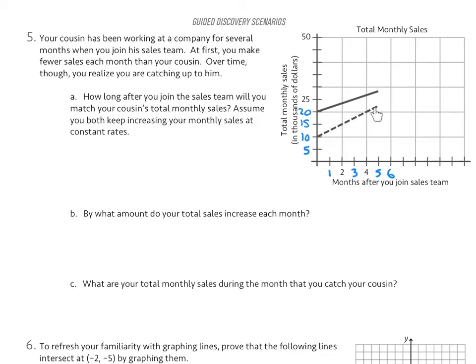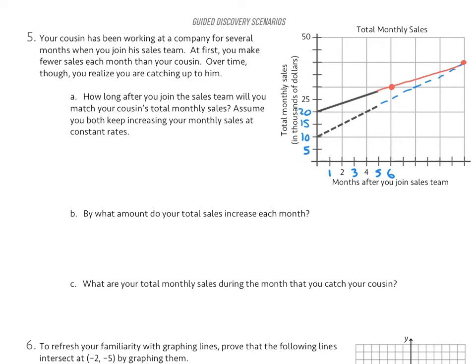So let's continue these lines to see how long it will take for you to match or to catch up to your cousin's total monthly sales. I'll extend these lines. Here's what the lines look like extended, and you can use their slopes to figure out how to extend them. This solid line is going up 1 grid square every time it goes over 1, 2, 3 grid squares. So we can mark a point here, and then it goes up 1 and right 3 again to go to right there.